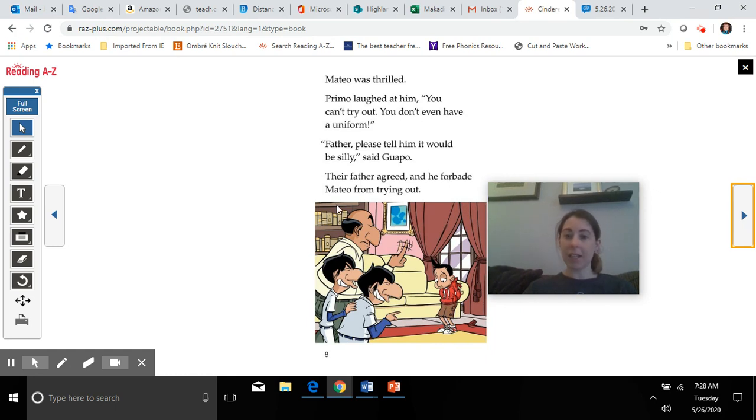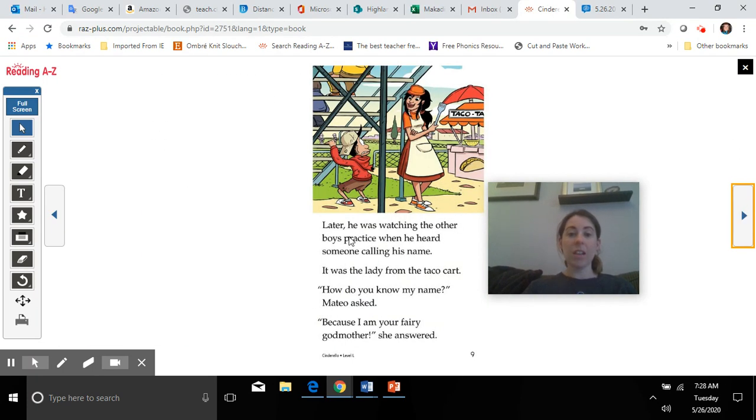Forbade means that he said, you can't do it. I won't let you. Later, he was watching the other boys practice when he heard someone calling his name. It was the lady from the taco cart. How do you know my name? Mateo asked. Because I am your fairy godmother, she answered.